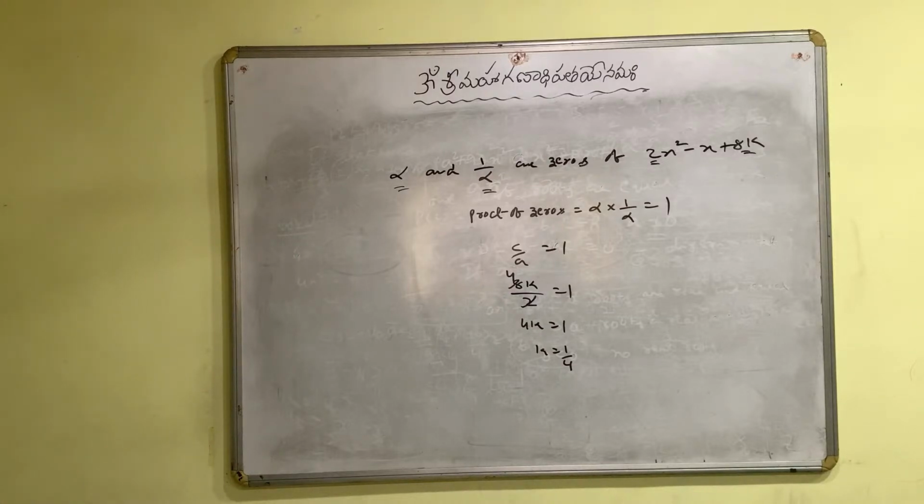The graph of x square plus 1 is equal to 0.